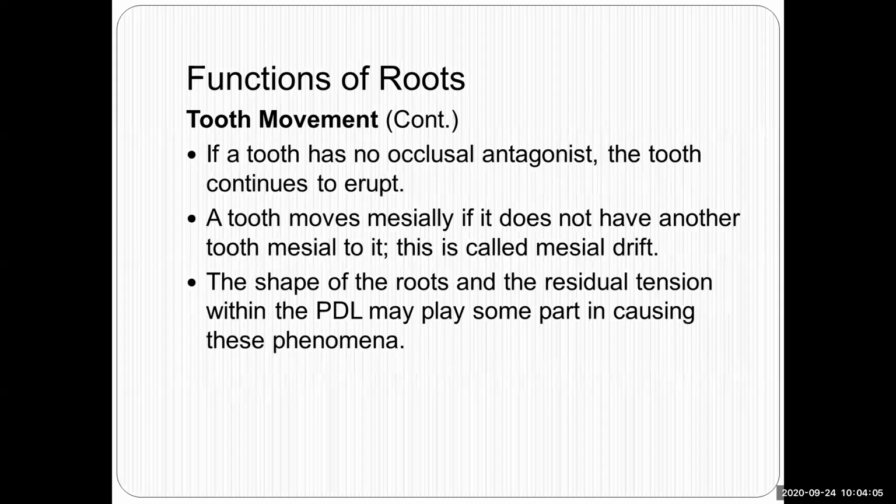If a tooth has no occlusal antagonist, doesn't have a tooth that it bites with, the tooth wants to continue to erupt, called supereruption. That tooth then moves mesially if it doesn't have another tooth next to it. That's the mesial drift we've talked about. And the shape of the roots and that residual tension within the periodontal ligament can play some part in causing that mesial drift phenomenon.